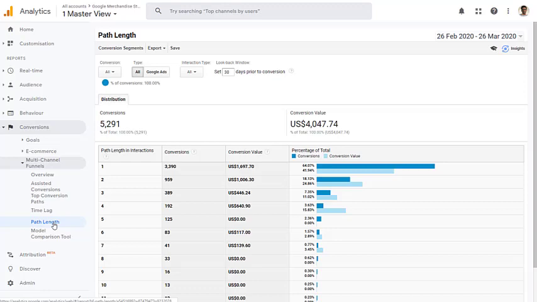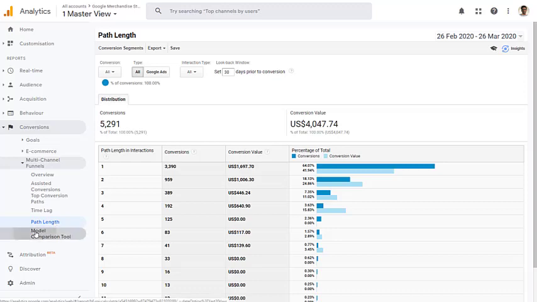I can see that single path, $1697 revenue. People who come to my website via a single path, 1697 revenue. It just gives me information about the path length. That's it.